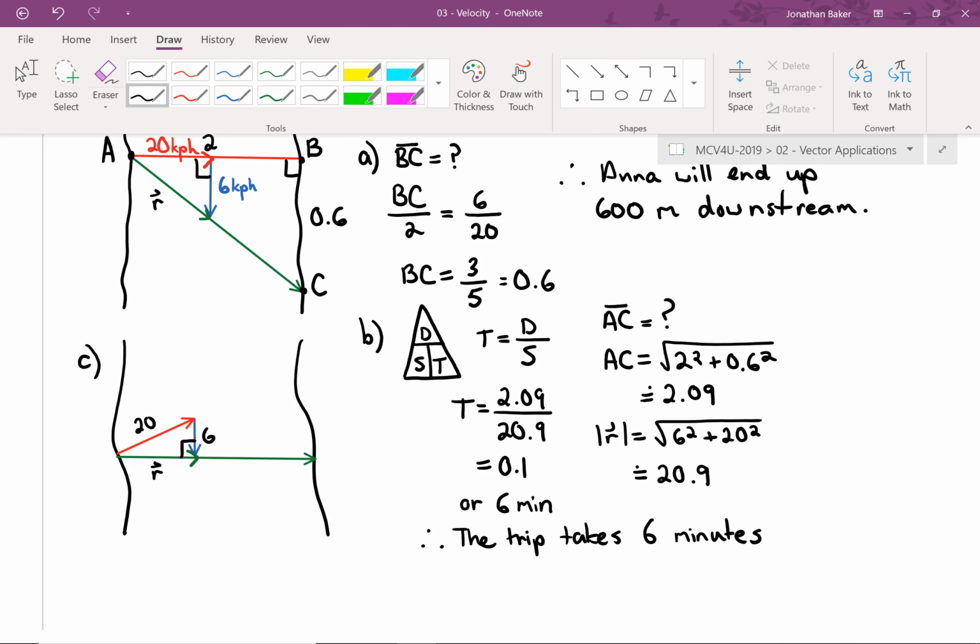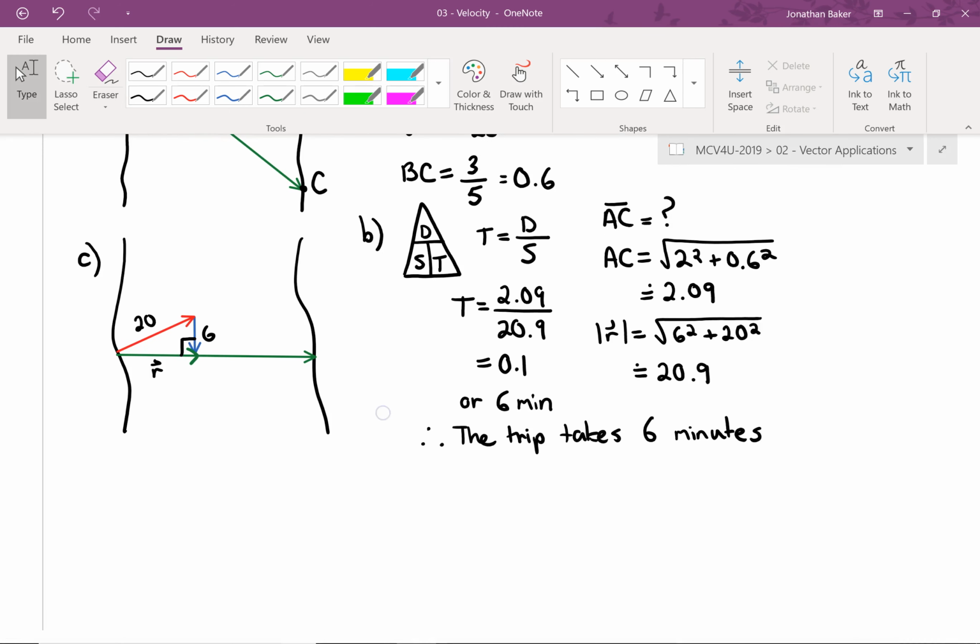So hopefully you came up with it. Really, this is just a SOHCAHTOA question, right? We could put an angle in there, and we could calculate theta just using sine. We could just say sine theta equals 6 over 20, and so theta equals approximately 17.5 degrees.